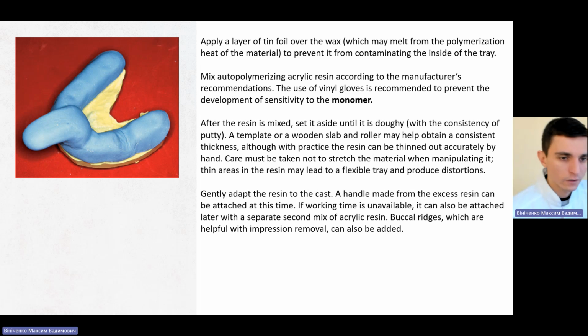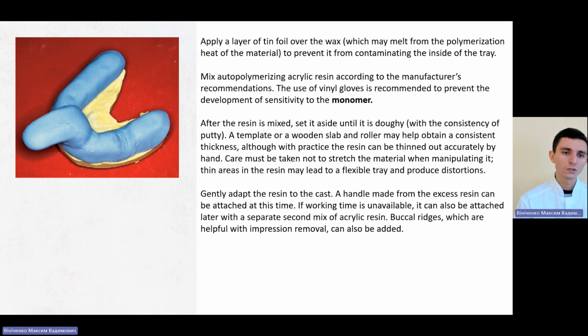Apply a layer of tin foil over the wax, which may melt from the polymerization heat of the material, to prevent it from contaminating the inside of the tray. Mix autopolymerizing acrylic resin according to the manufacturer's recommendations. The use of vinyl gloves is recommended to prevent the development of sensitivity to the monomer. After the resin is mixed, set it aside until it is doughy, with the consistency of butter.